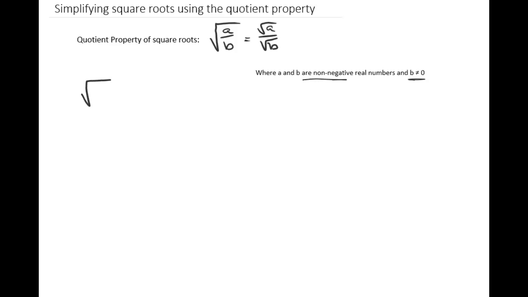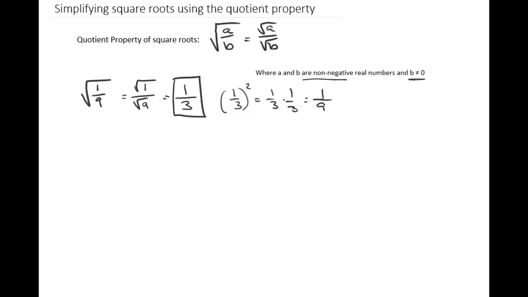So let's look at how we have used this already. We've done some problems where we had something like the square root of 1/9, and we said that was the square root of 1 divided by the square root of 9. The square root of 1 is 1, and the square root of 9 is 3. And we could test that. If we take 1/3, that answer, and we square it, we get 1/3 times 1/3, which is 1/9, what we started with inside the square root. So we want to expand our use of that quotient property today and do a few other examples.